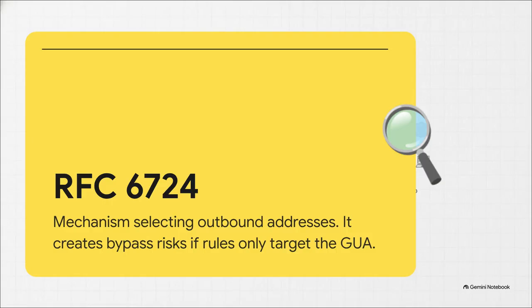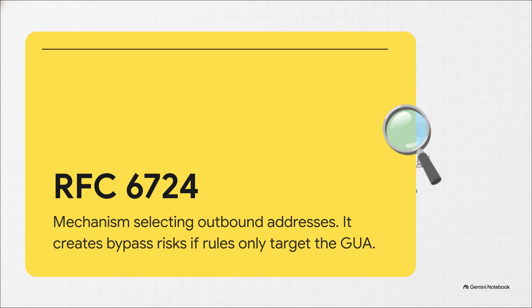And this brings us to a really serious security warning regarding source address selection. Because a host holds all those different addresses, it uses RFC 6724 to figure out which one it should actually use when reaching out to the internet. And very often, it's going to favor that temporary privacy address over the GUA for outbound connections.